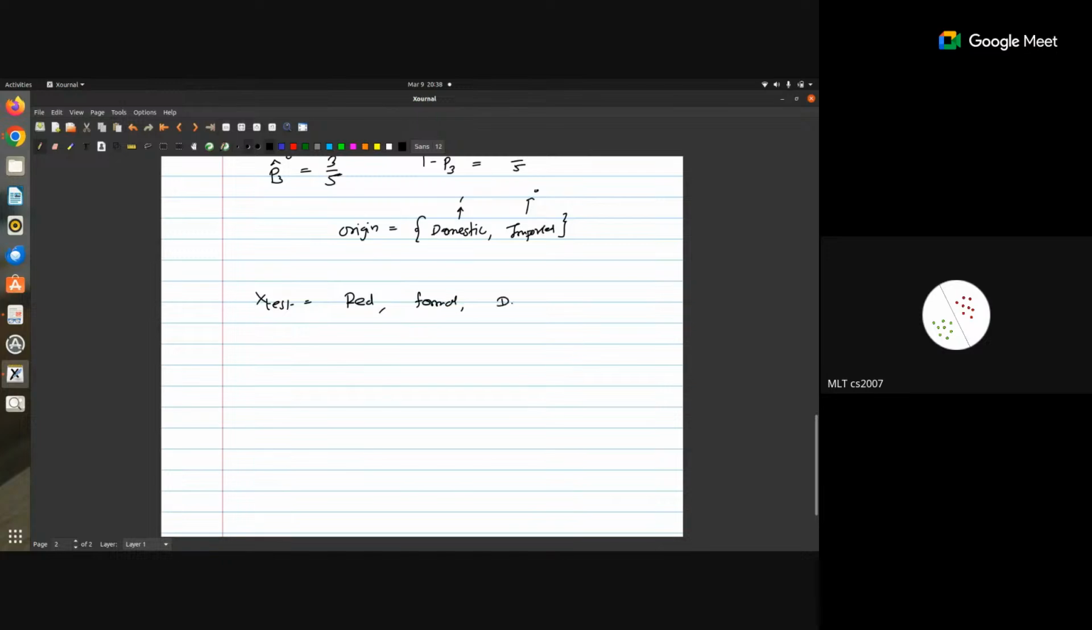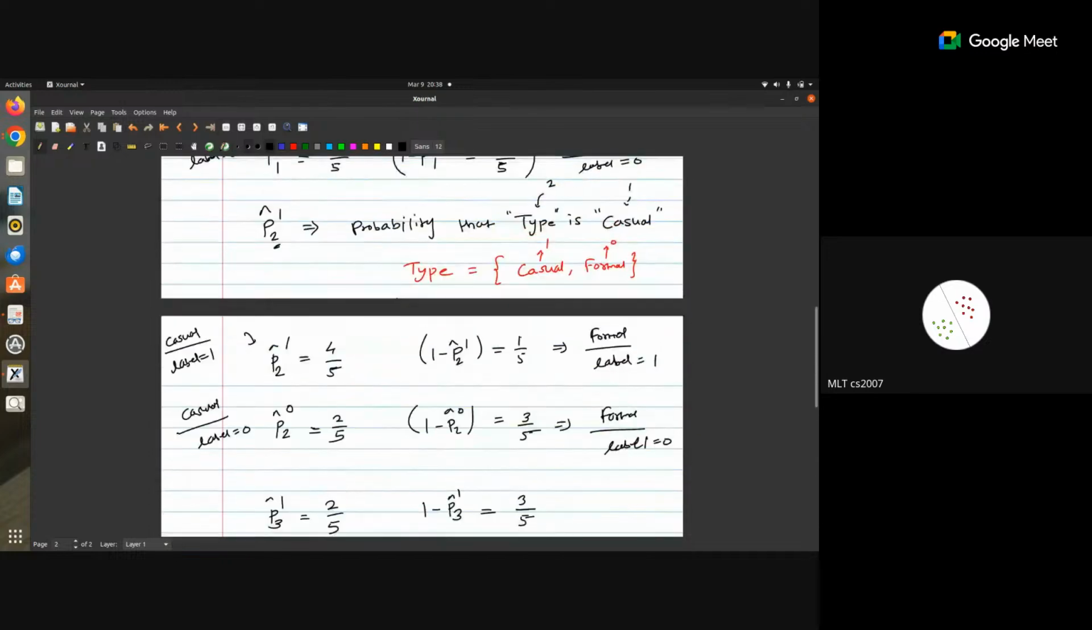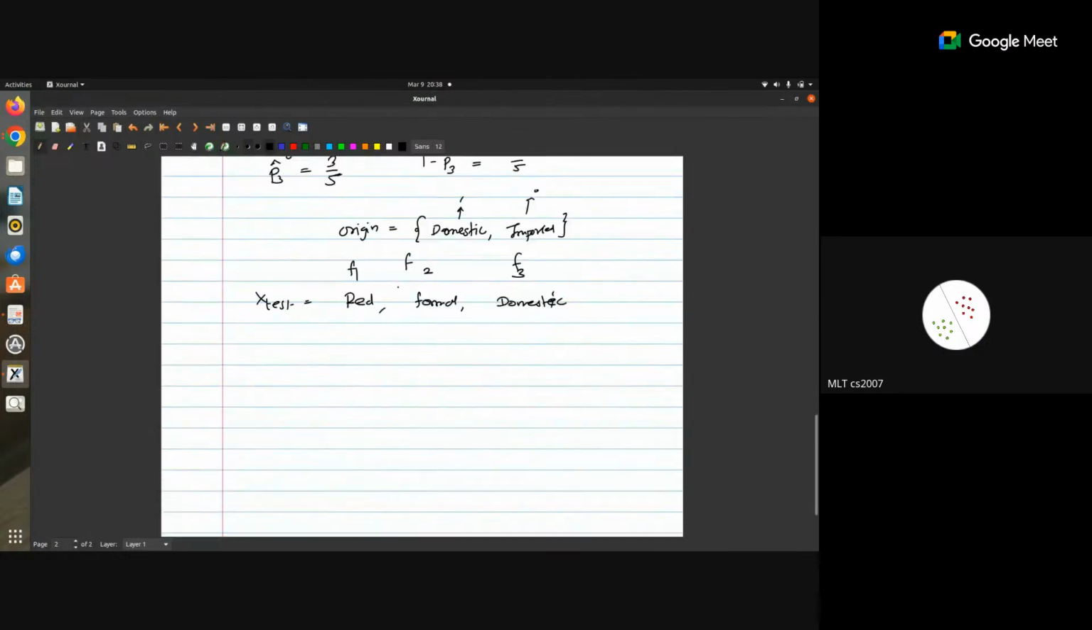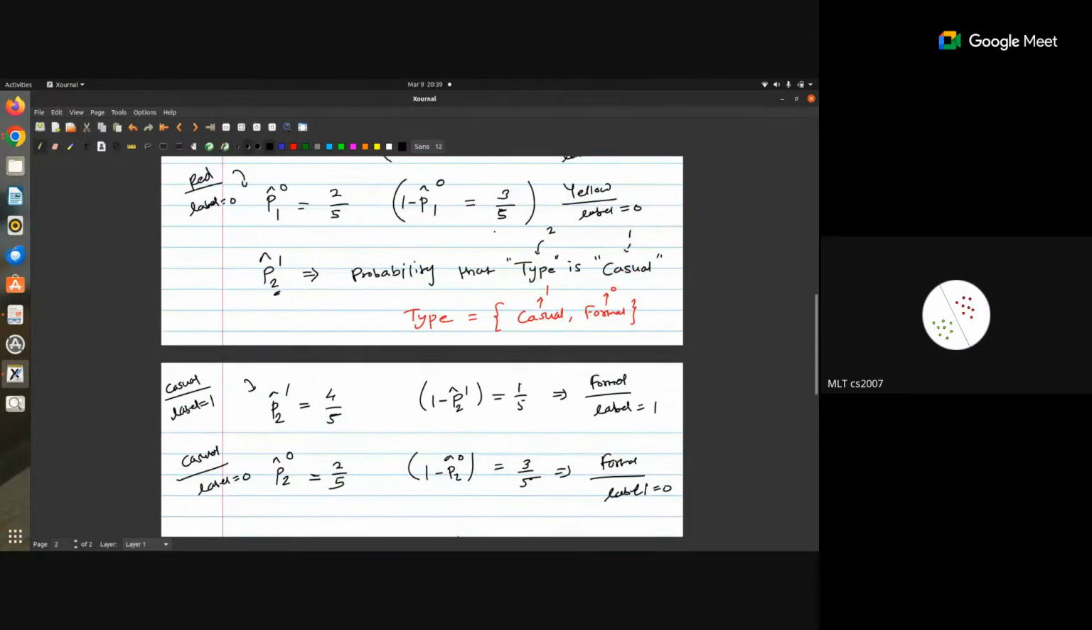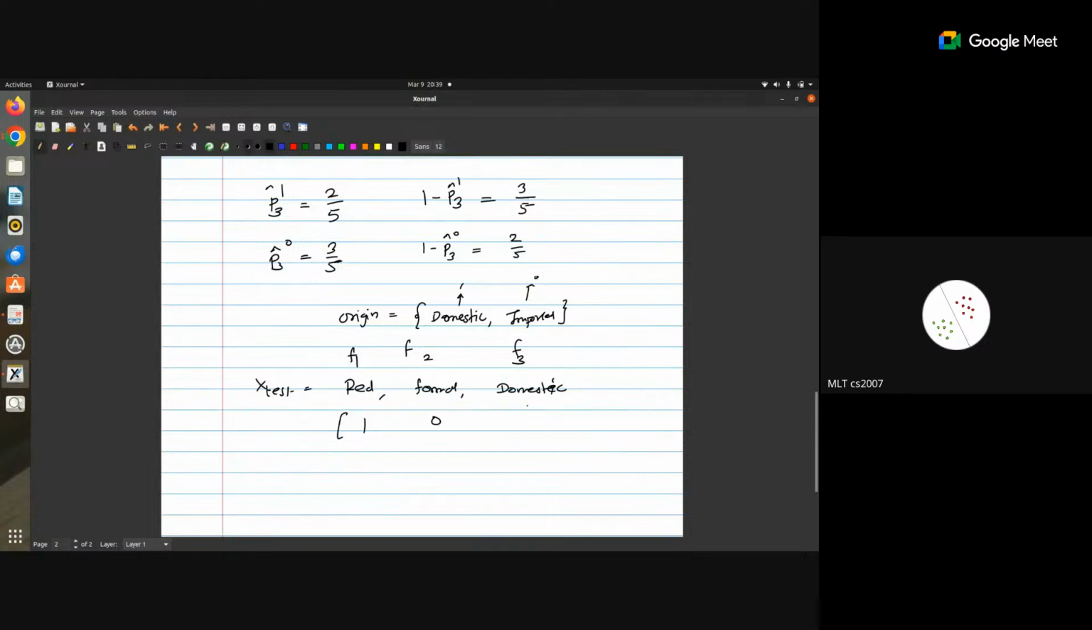Formal, and say domestic. This is feature one, feature two, feature three. Okay, so what have we decided for red? Red is label one. Can I say that it is 1? So this vector will look like this, right? 1. Formal is, let's say, 0, and domestic is 1. So the vector is 1, 0, 1. I need to find out the probability that y test is 1 given the x test, and the probability of y test 0 given that x test, right?